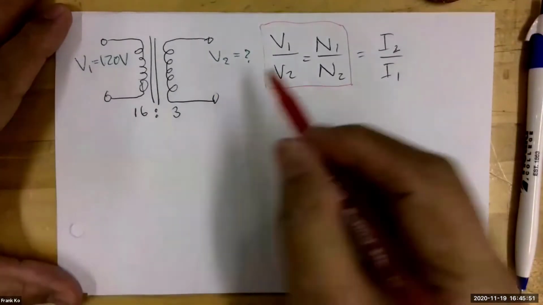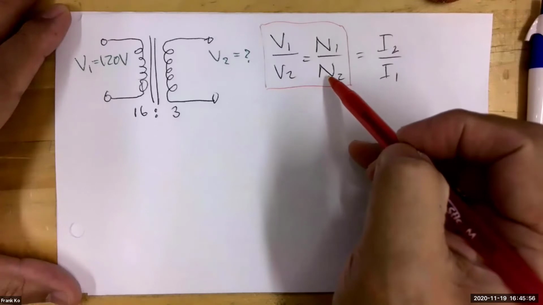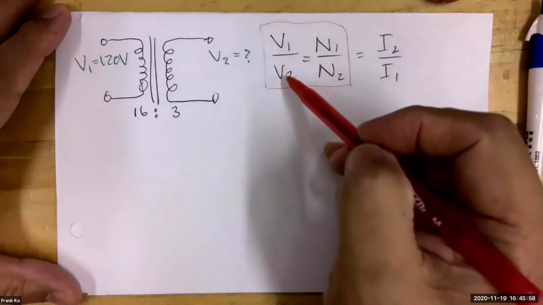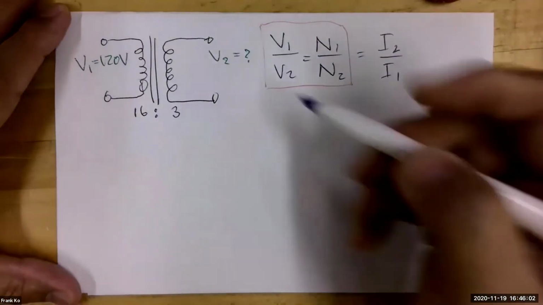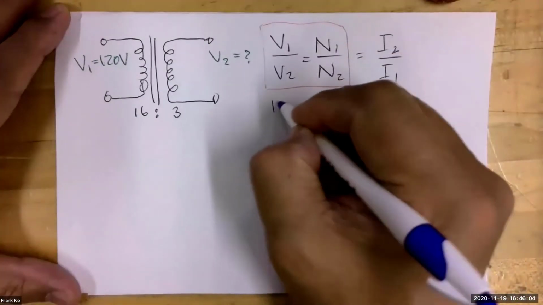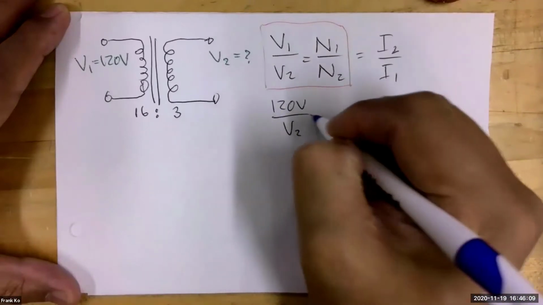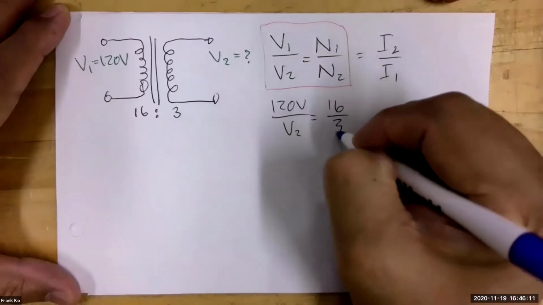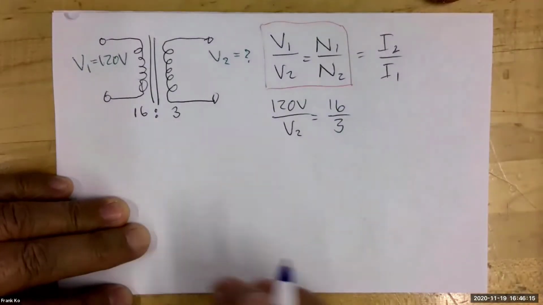So if we recognize we're given an N1, already given an N2, already given a V1, could we find a V2? Let's go ahead and fill in the numbers. If we go to fill in the numbers, we would have 120V over V2 equals 16 over 3. Well, guess what, my friends? You got a pair of fractions with one unknown.